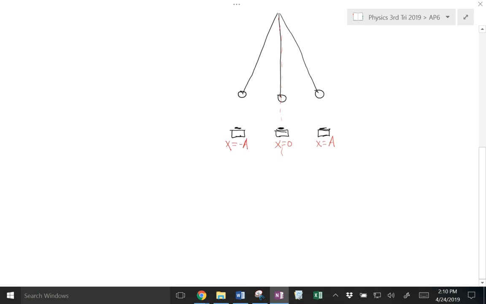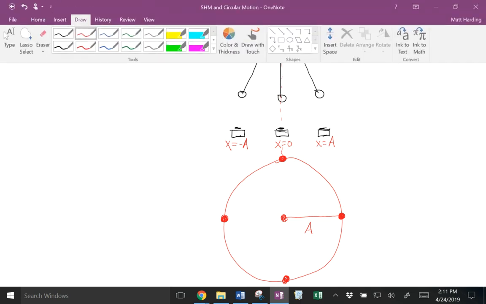We could tie that into the record player if I try to carefully draw. I thought you said carefully, Mr. Harden. All right, let's try that again. If I carefully draw a circle here of radius a, then here's the coin at that position, the far right. Here it is at x equals 0. Here it is at negative a. Here it is at 0 again.